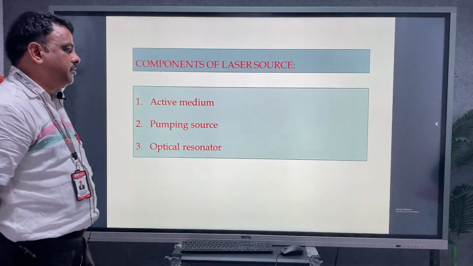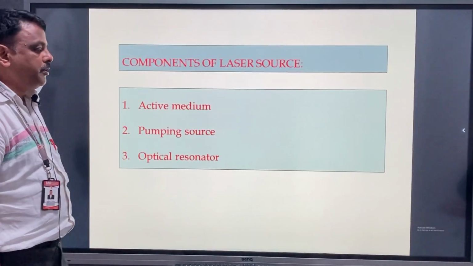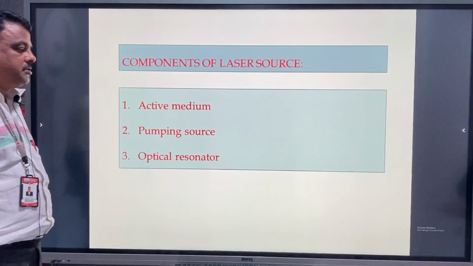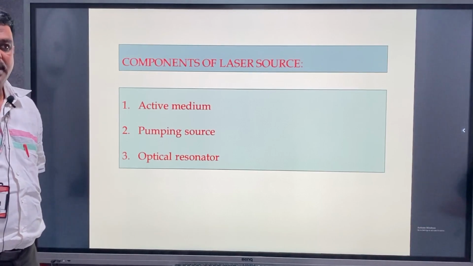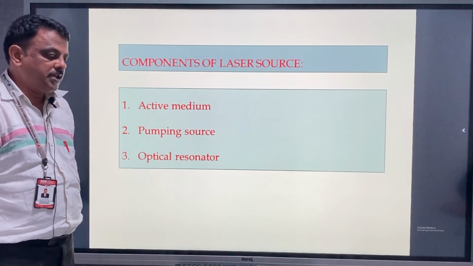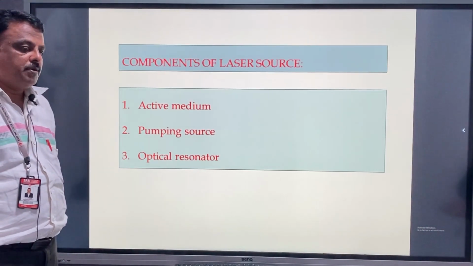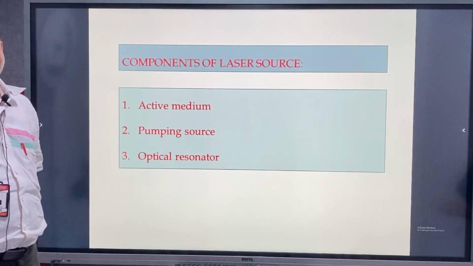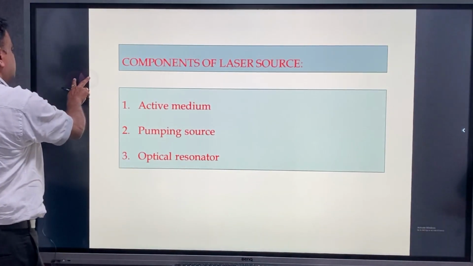Now, today we are going to discuss the important components of a laser source. One is the active medium, then the pumping source and optical resonators. The active medium is one of the important components in a laser device. Active medium means the medium in which the population inversion takes place.